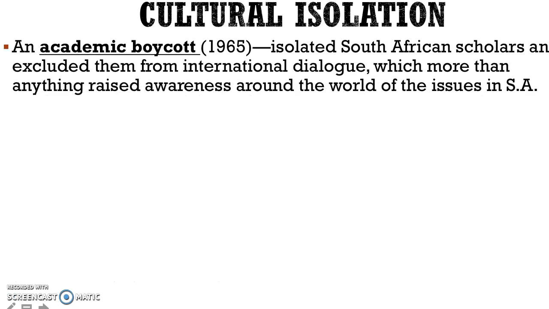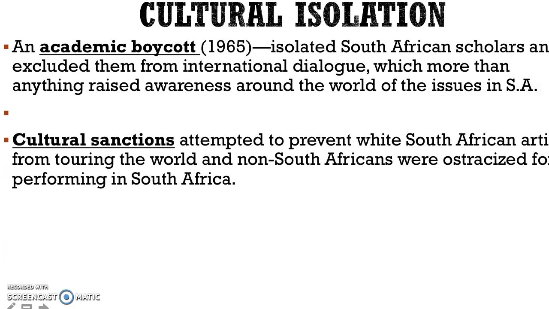Another major way that South Africa felt pressure from the outside world was culturally. There was an academic boycott starting in 1965 that isolated South African scholars and excluded them from international dialogue. This helped to raise awareness around the world of the issues taking place in South Africa. There were also cultural sanctions that attempted to prevent white South African artists from touring the world. And non-South Africans were basically ostracized if they tried to perform in South Africa. So there was a lot of pressure to affect the cultural environment in South Africa.